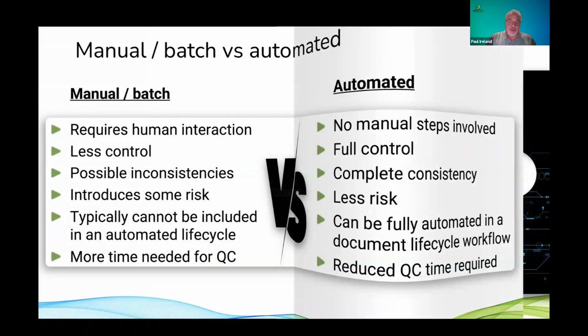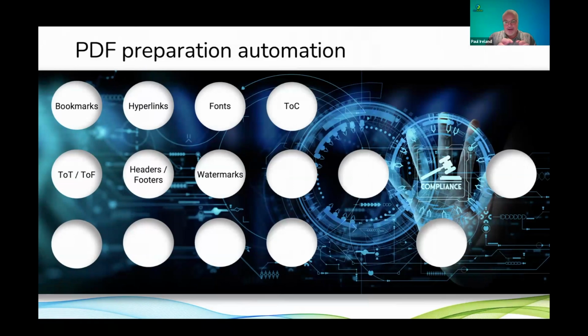So if you look at some of the things, just making it a little bit more granular, some of the things that you may be doing manually, either with one or multiple tools today, obviously the creation of your bookmarks and hyperlinks, embedding fonts and ensuring that the correct fonts are used, the generation of all your different tables, table of contents, TOTs, TOFs, all of those can be fully automatically generated. Headers, footers can be added and applied, including pagination, and watermarks that are necessary. If you're still in draft stage, you may want to ensure that you still have watermarks applied at various points as well.